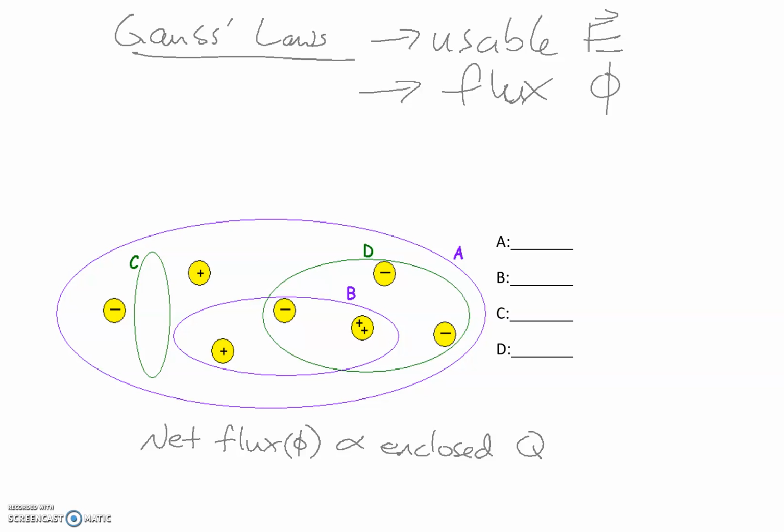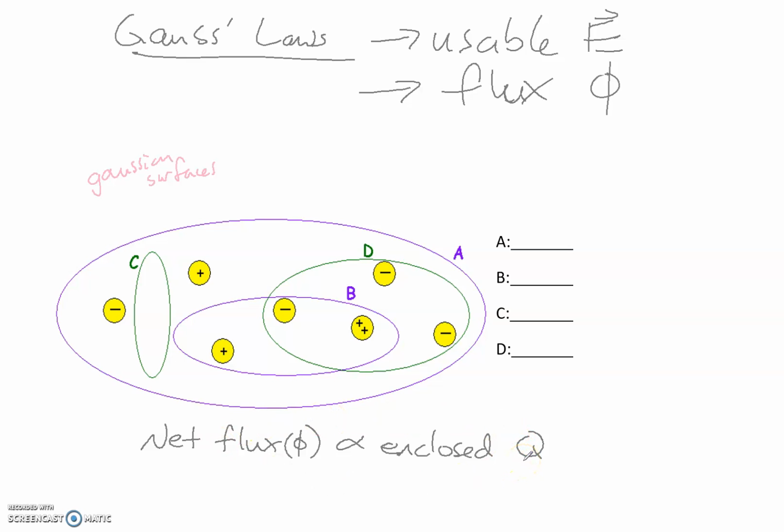Now, to analyze this type of thing, we have what are imaginary surfaces, and they're often called Gaussian surfaces. That's what these purple and green little oval type things are. They're imaginary surfaces to analyze what's happening inside. And if we look at them, we can analyze this whole idea that net flux is directly proportional to enclosed charge.